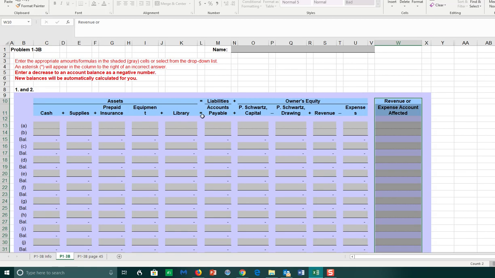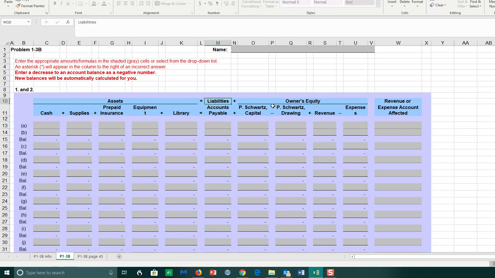Number one, the accounting equation. Assets equal liabilities plus owner's equity. Assets are items of value that are owned. Liabilities represent claims against those assets. Essentially, liabilities represent debt. And the owner's equity is the difference between the amount owned and the amount owed.